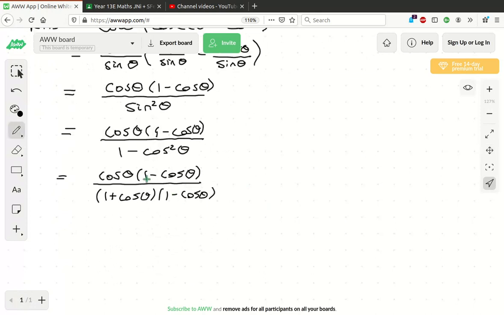All of a sudden, even though it looked like we didn't know where we were going, we can then cancel the 1 minus cos thetas, giving the left-hand side. Put your little square in and colour it in. That's a difference of two squares one where you need that. That's a bit of a cheeky one.